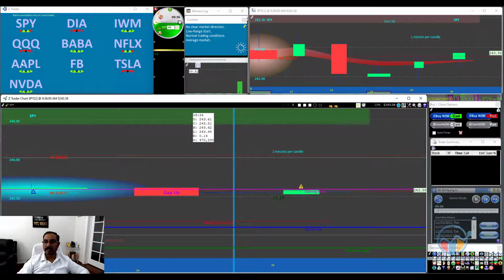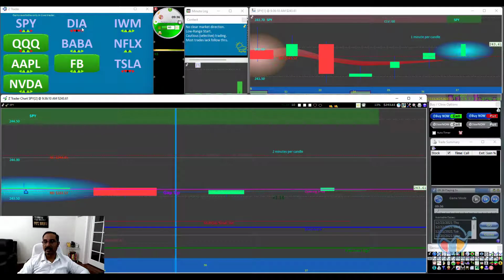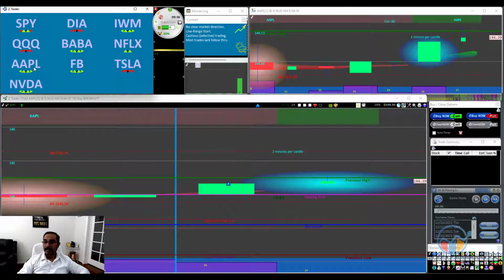The market looks a little bit mixed. It is changing between red and green. This is red, green, green. So the market is going in a mixed direction. It says there's no clear market direction. So I want to wait a little and see how it goes. I'm keeping an eye on Apple.